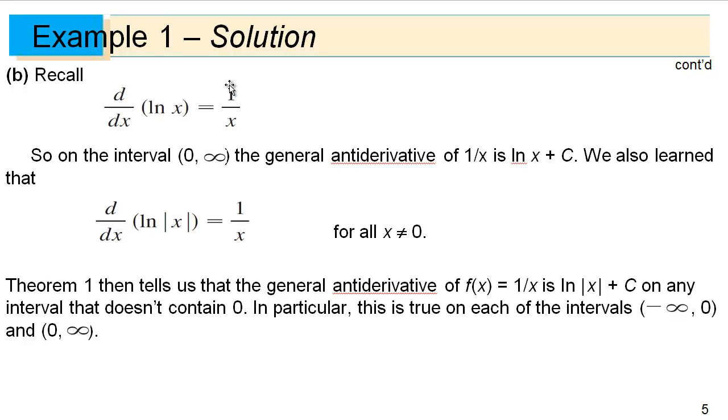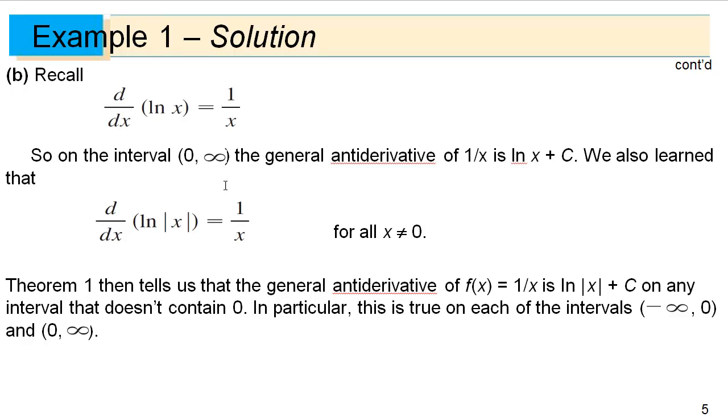And then for 1 over x, we remember the derivative of natural log of x equals 1 over x. So on the interval 0 to infinity, because remember this function is only defined on 0 to infinity, the antiderivative of 1 over x is natural log of x plus c.